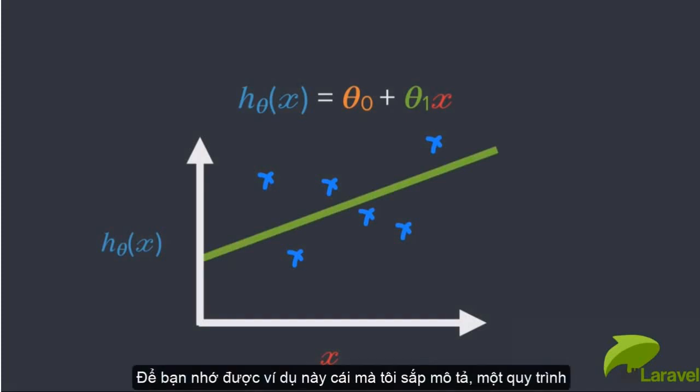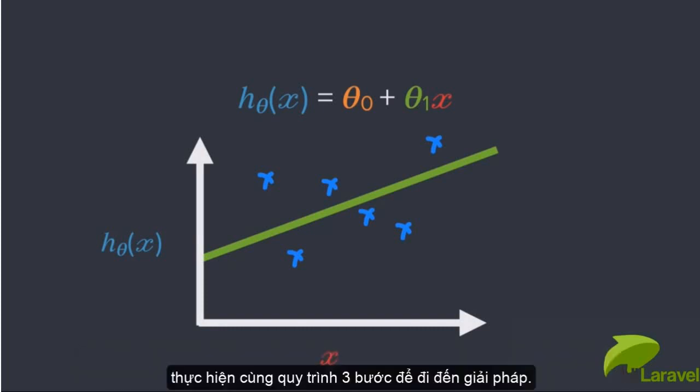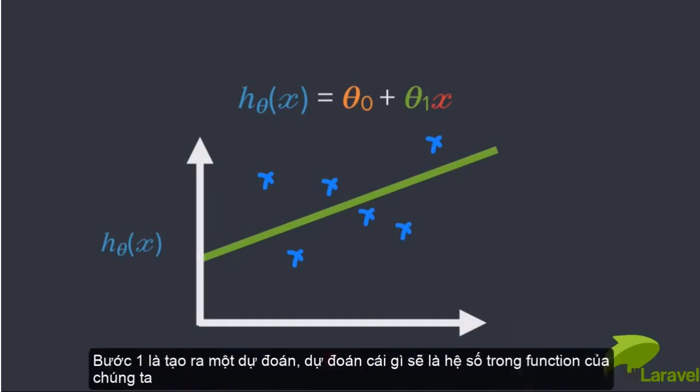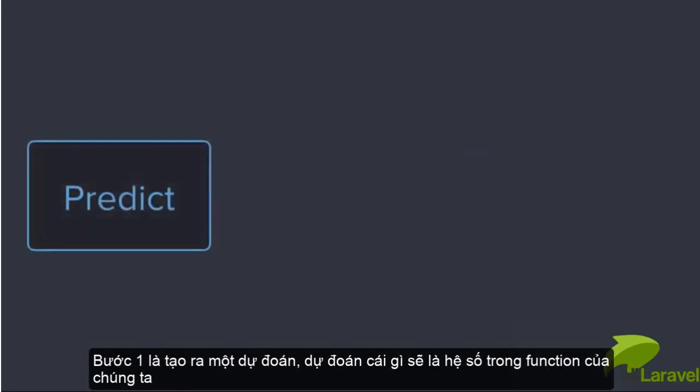So you can keep this example in mind in what I'm about to describe to you, but this framework that we're going to talk about goes well beyond regression. And that's because many machine learning techniques follow pretty much the same three-step process to arrive at their solution. And here it is. Step 1 is to make a prediction.